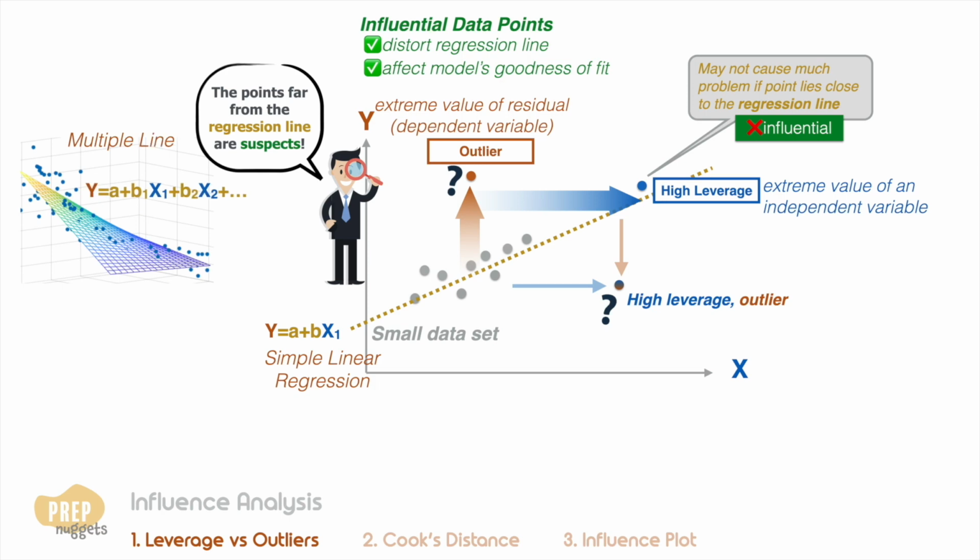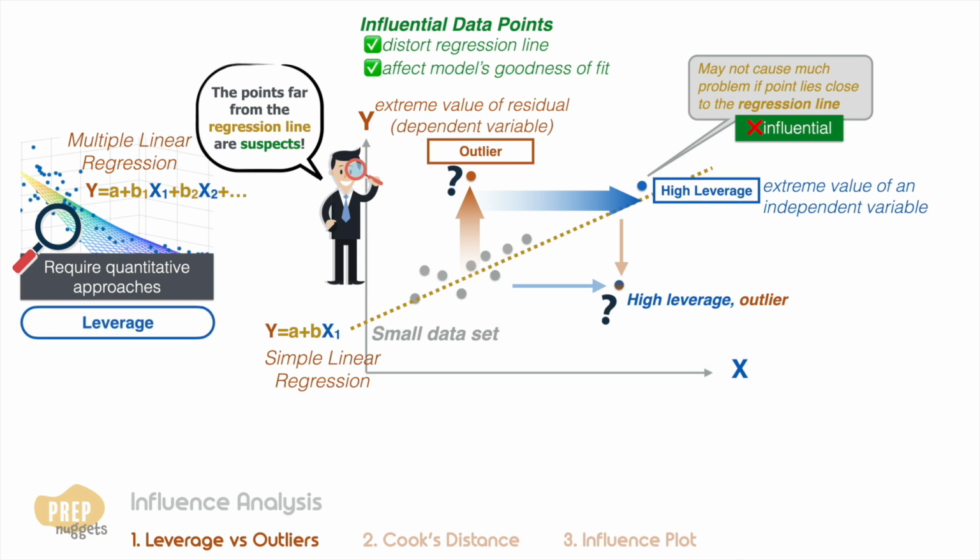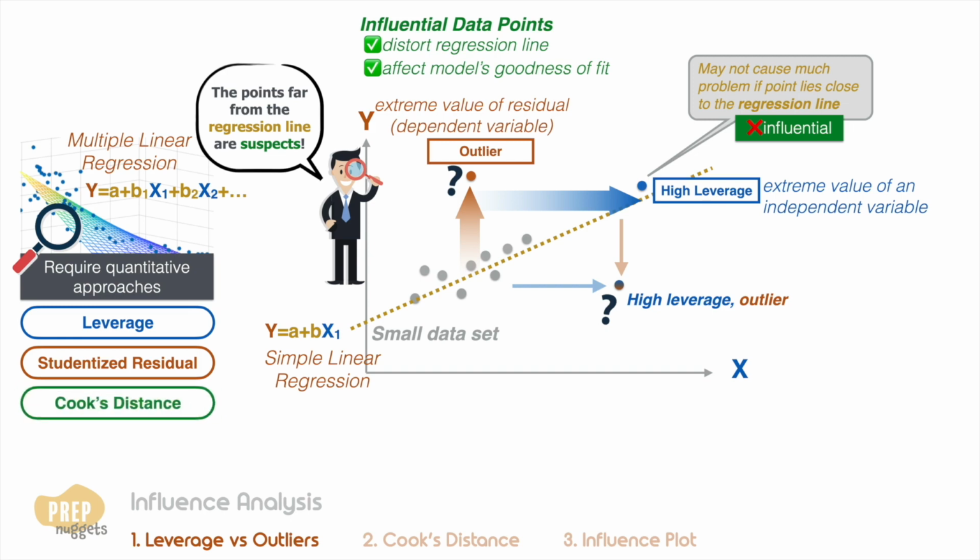For multiple linear regression with several independent variables, a more quantitative and objective approach is needed. We'll be learning the leverage measure, studentized residual, and Cook's distance methods for measuring and detecting influential points. For simplicity, we shall illustrate such methods using a 2D plot, but do be aware that they easily extend to multiple dimensions.